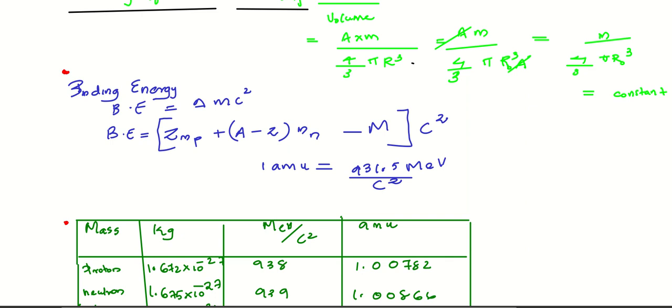Okay, so the binding energy formula, binding energy is equal to Z M P plus A minus Z into Mn minus M into C square.